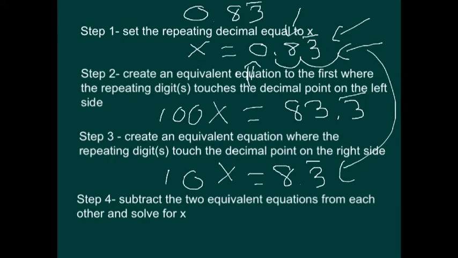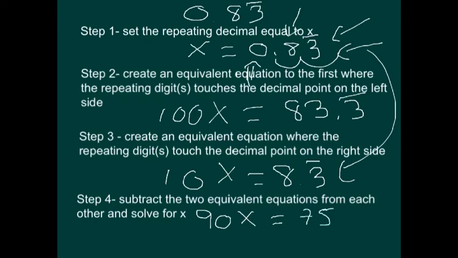Subtract the two equivalent equations from each other and solve for x. So that means I'm going to subtract 100 minus 10 and I'm going to get 90x equals, and I'm going to have to do subtraction. Sometimes you're going to have to do side subtraction of 83.3 repeating minus 8.3. And you're going to get 75.